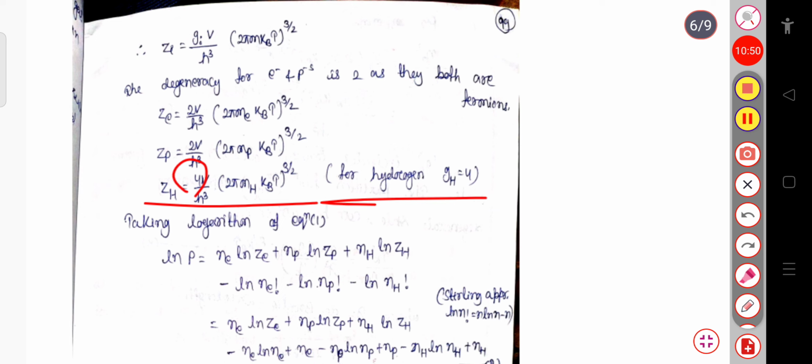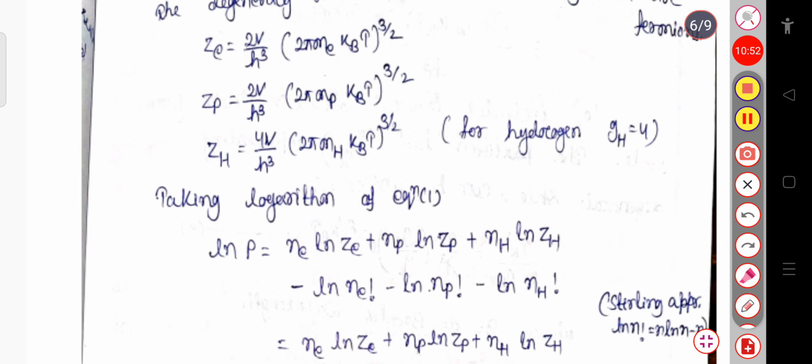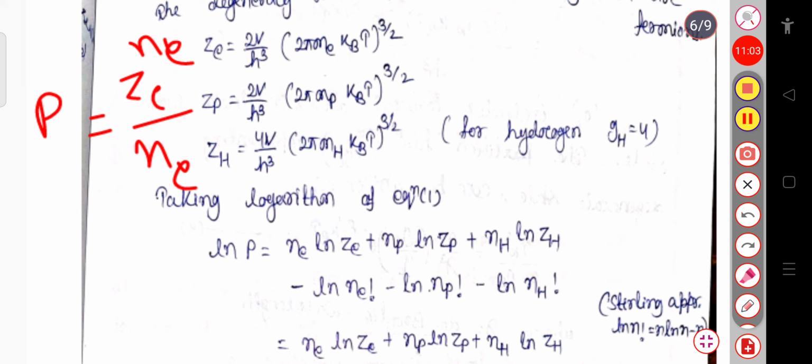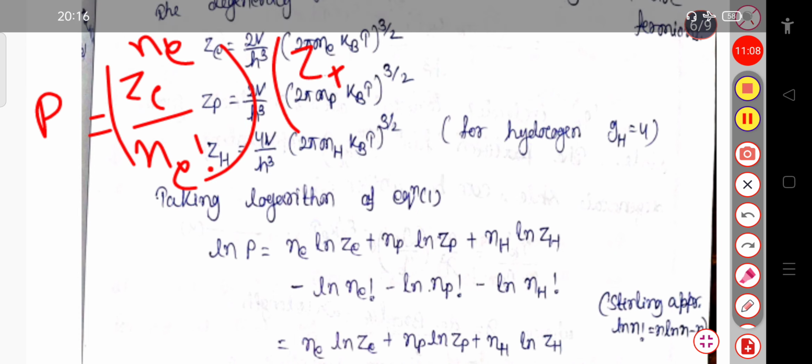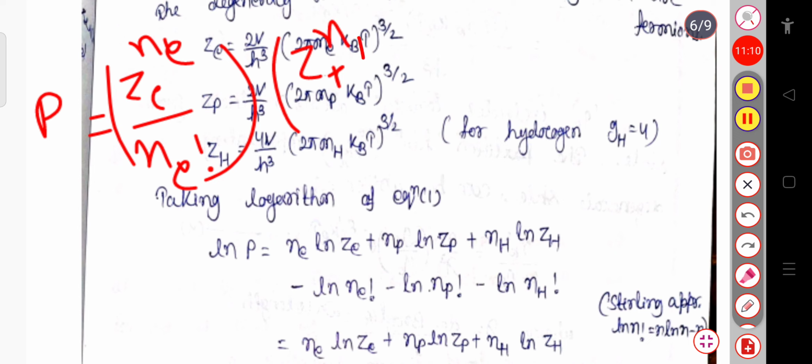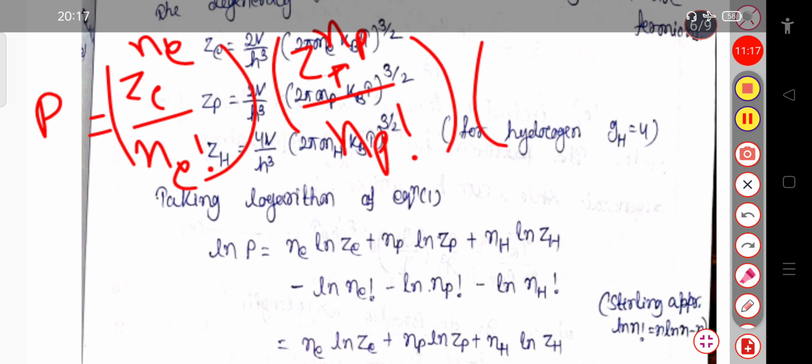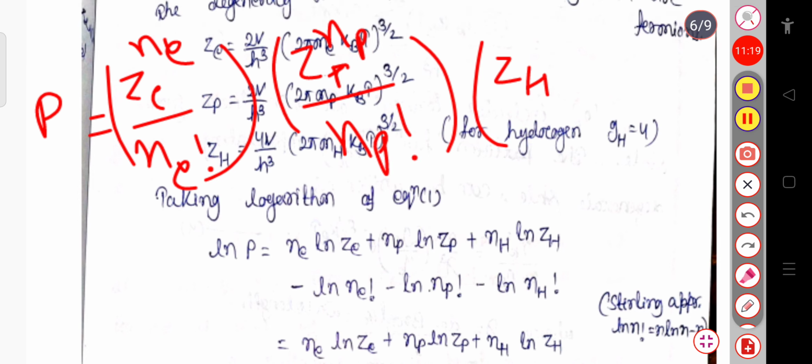So from equation 1, the probability that we have written is equal to Ze power Ne divided by Ne factorial, into Zp power Np divided by Np factorial, into Zh power Nh divided by Nh factorial.